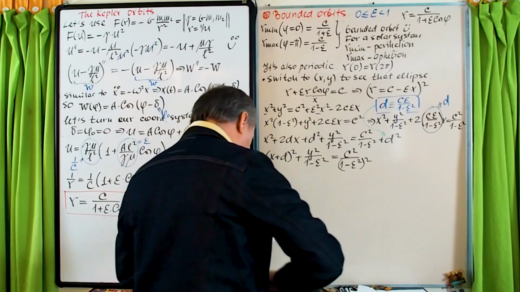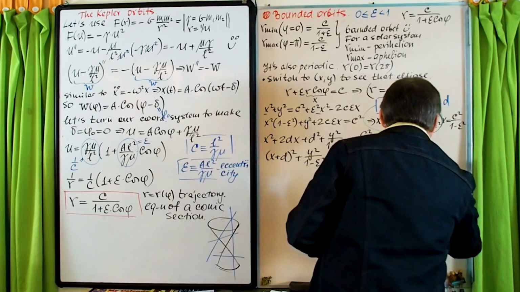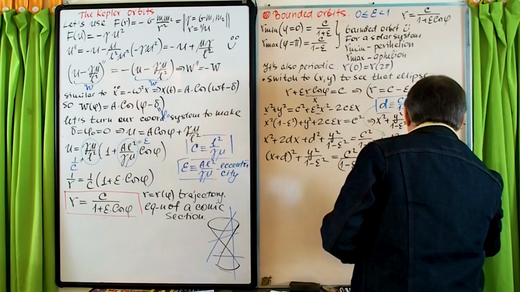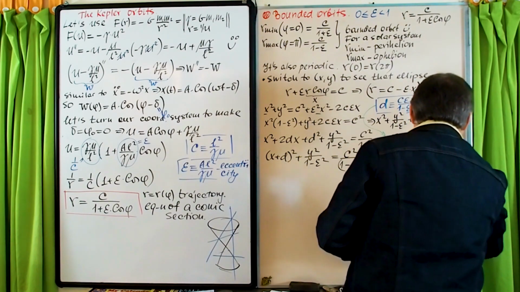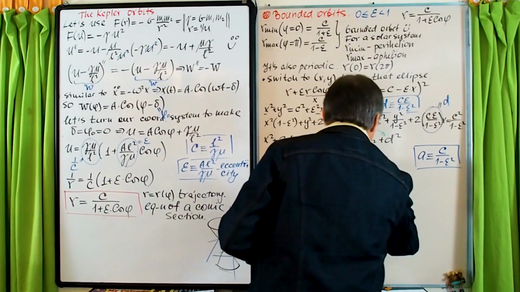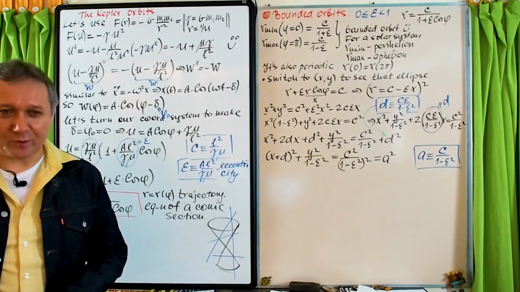So now let me introduce a, which equals, again by definition, c over 1 minus epsilon squared. So another constant. So effectively, this is a squared. And you see, we're almost there.